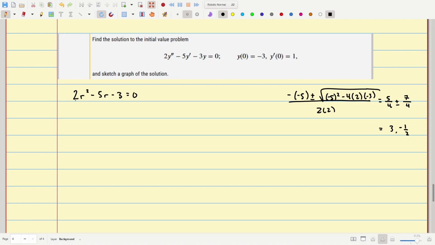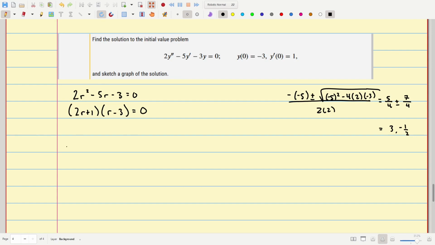Okay. You also could have noticed that this expression here factors like so. 2r times r is 2r squared. 1 times r is 1 factor of r, and then you get -6 factors of r, so that's where you get the -5r, and then lastly -3 times 1.